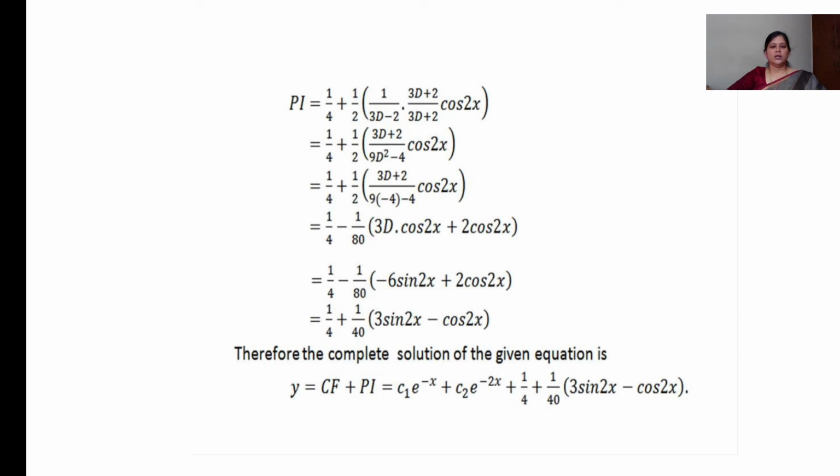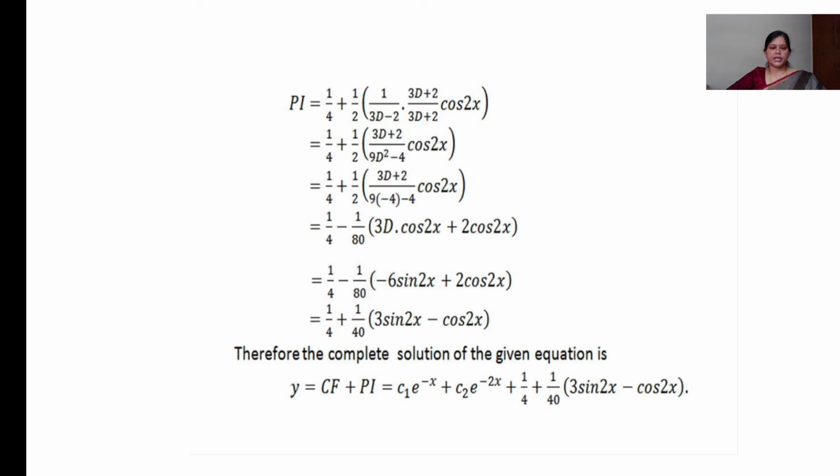So now we have (3D + 2)/(9D² − 4) into cos 2x. So we got a D² term in the denominator. That's why we are going for the substitution of D² equal to −4. If you simplify that, we will finally get the constant term as −1/80. So (3D + 2) into cos 2x: 3D into cos 2x plus 2 into cos 2x, simplification we have to do.